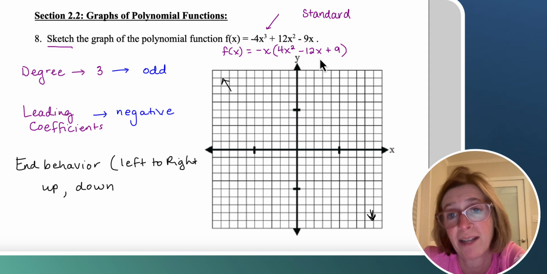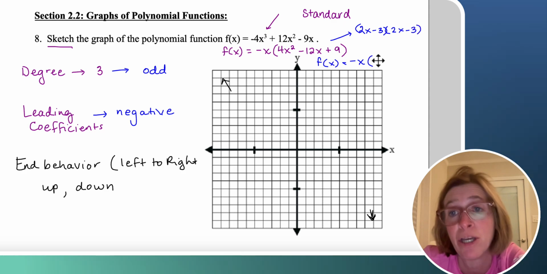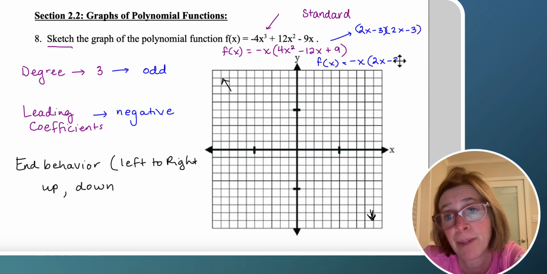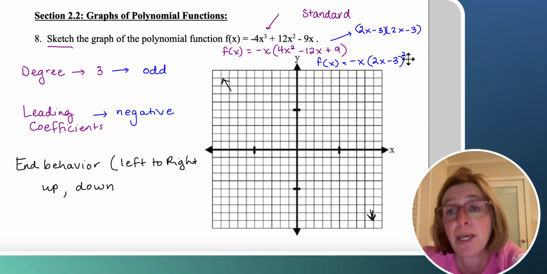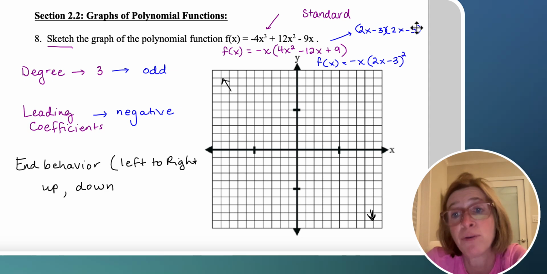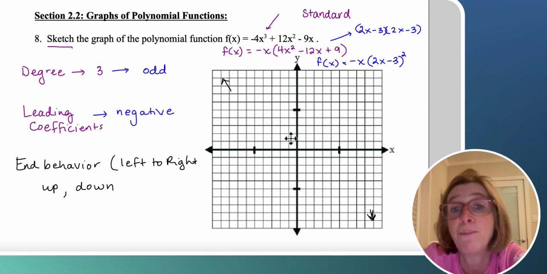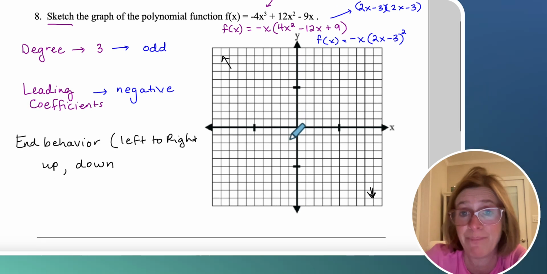If you don't recognize that, don't be alarmed because you'll get two of the same factors. So if you factored that, didn't see it was a perfect square trinomial, you would get 2x minus 3 and 2x minus 3. And since the factors are the same, you should write them to the power of 2. Because when we're graphing a polynomial, that degree in factored form helps us determine the multiplicity, okay?